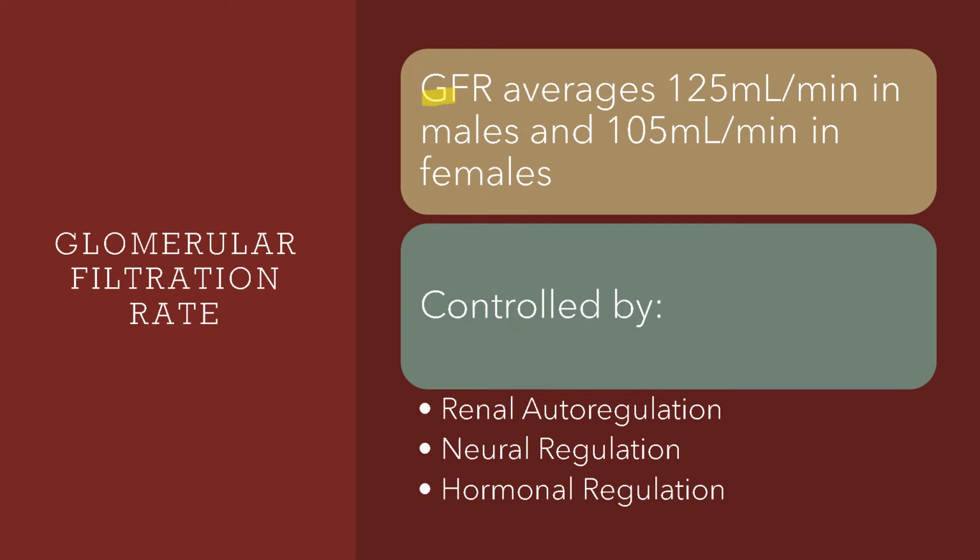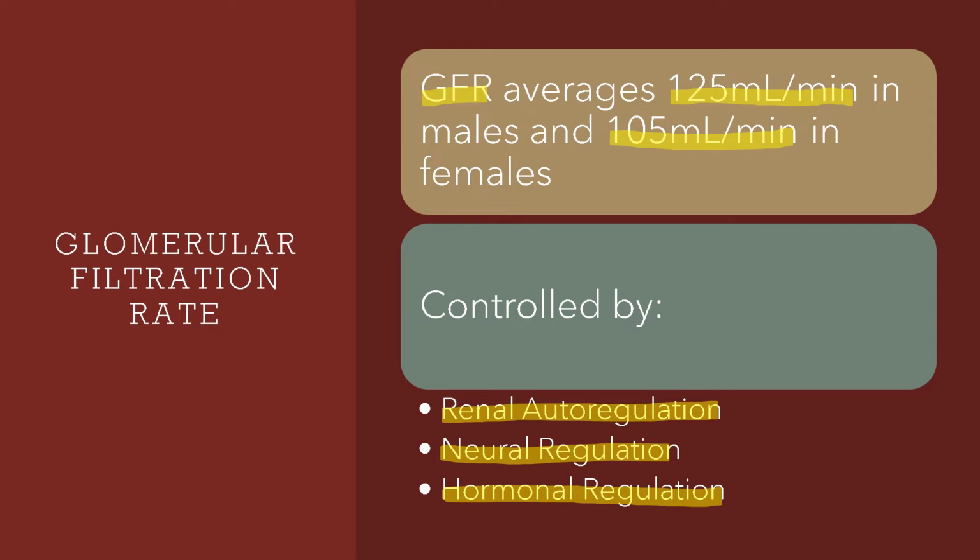In adults, the GFR averages about 125 milliliters per minute in males and 105 milliliters per minute in females. Now there are three mechanisms that control GFR. These are renal autoregulation, neural regulation, and hormonal regulation.